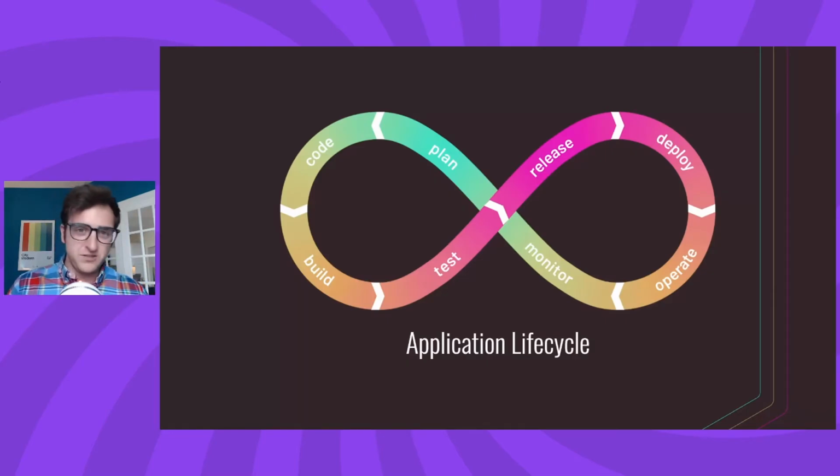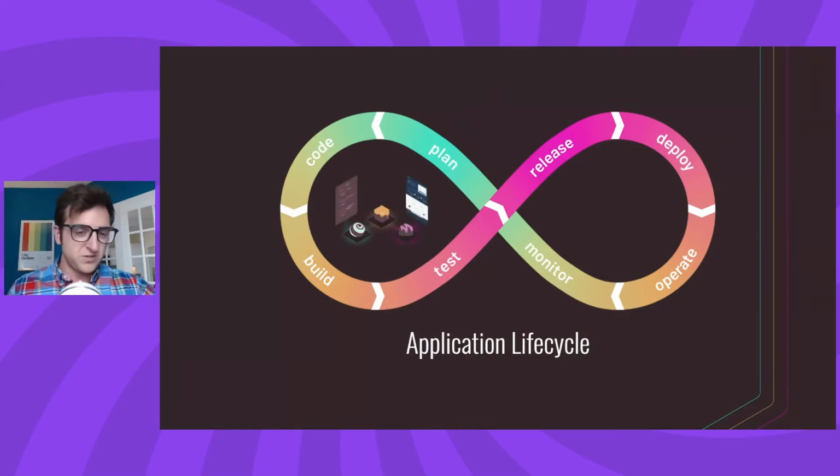So as Tim alluded to earlier, there are a lot of steps in the application lifecycle, and you can see it illustrated here with this figure 8 graphic. It's kind of a signpost here. You start at the planning step, and we iterate through this over and over again while we're developing our application.